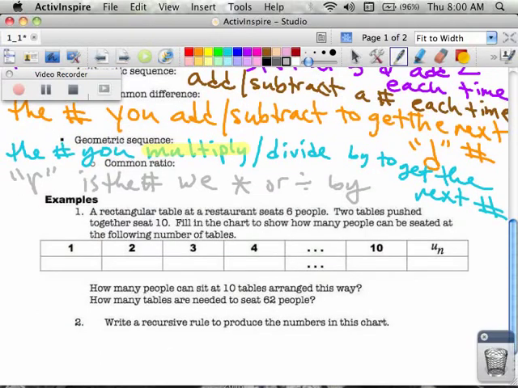Okay, let's try an example. First example, a rectangular table at a restaurant will seat 6 people. 2 tables pushed together seat 10. Fill in the chart to see how many can be seated at the following number of tables. Okay, so number 1. First of all, if we know that 1 table can seat 6 and 2 tables can seat 10, how many are 3 going to seat? How many? 14. 14 is correct. Good job. And then 4? 18. 18. And it keeps on going.